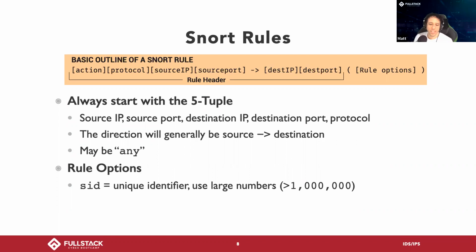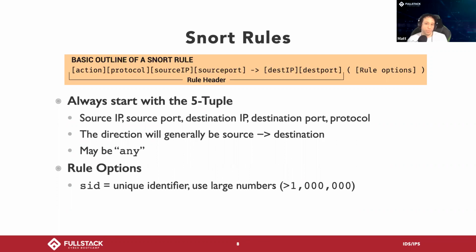Now it says generally those rules, those SIDs should be greater than 1 million. Reason being, Snort has reserved a lot of the lower number SIDs for their own rules that come with Snort. So if you want to write your own Snort rules, you're going to make the SID greater than 1 million. They have a whole bunch of rules already, and we're going to leave the rest of it between where they end and 1 million as a buffer for them because they keep adding.